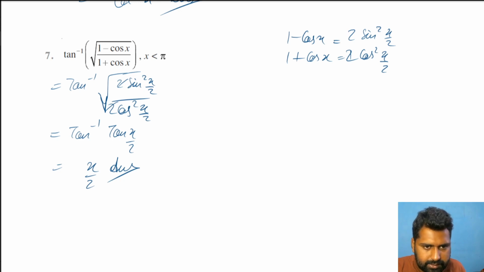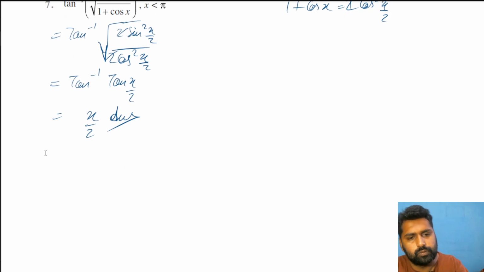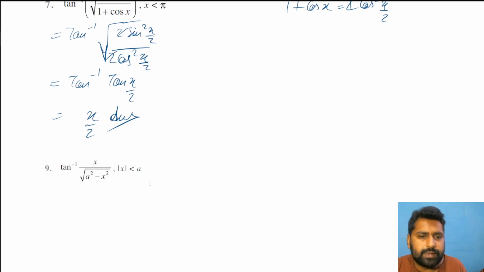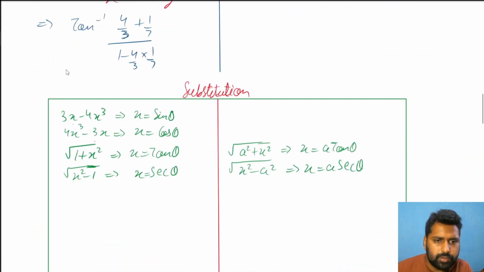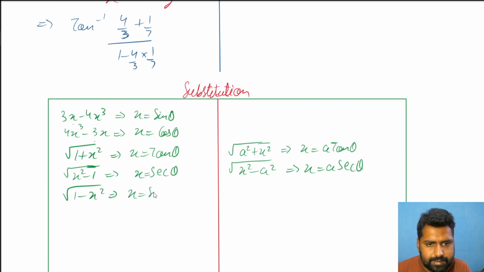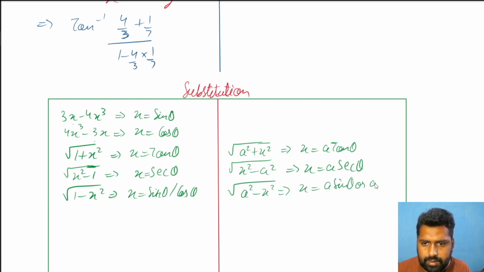Next, let's deal with this. a square minus x square. So I'll again add the substitution idea here. Suppose you have square root of 1 minus x square. You can write x as sine theta as well as cos theta. Your call, same thing. If you have, instead of 1, a square minus x square, write down x as a sine theta or a cos theta.